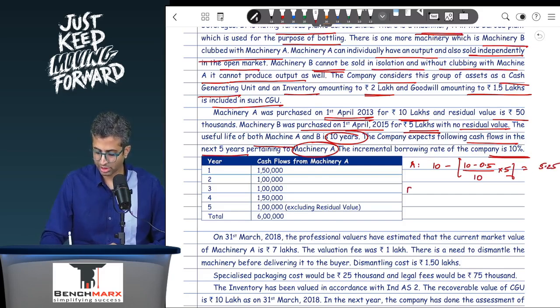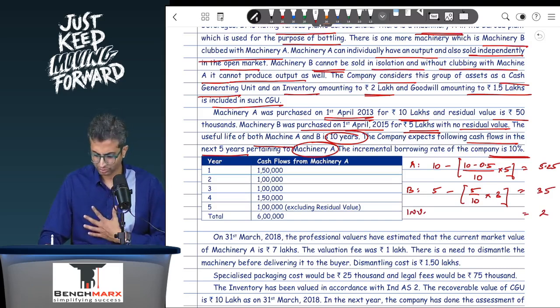Similarly, when I look at machinery B, I purchase this machinery at 5 lakhs and then 5 divided by 10, that is 50,000 of depreciation for 3 years from 2015 to 18, and hence this will come to probably 3.5. Inventory must be measured using Ind AS 2, that is at 2 lakhs, and goodwill is at 1.5 lakhs.